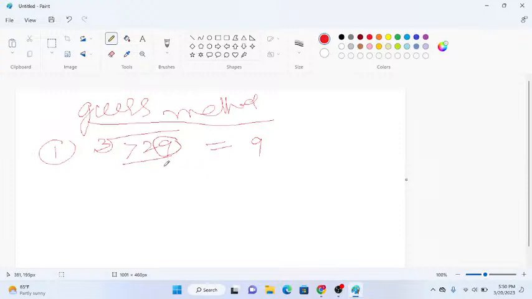So the simple technique is: any number is given to find the cube root. The first step is to make pairs of 3. We have made one pair of 3. The second step is to check the unit digit. Multiply the unit digit 3 times and see what the unit will be. 9 times 9 is 81, unit will be 1. So 1 times the third 9 is 9. So our correct answer is 9.